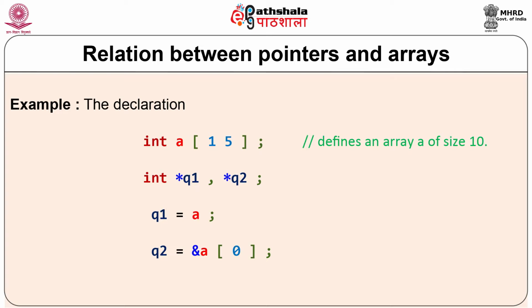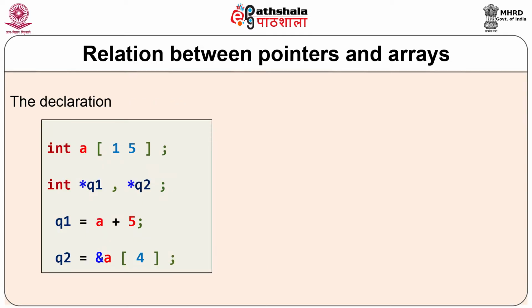Indeed, a itself is a pointer, and we can use pointer arithmetic or array indexing equivalently in order to access an element of an array. In this statement, we made some changes using pointer arithmetic. What we did in this program is write q1 = a + 5 and q2 = &a[4]. &a[4] means the address of the fifth element of the array. With q1 = a + 5, we are adding 5 to the array pointer.